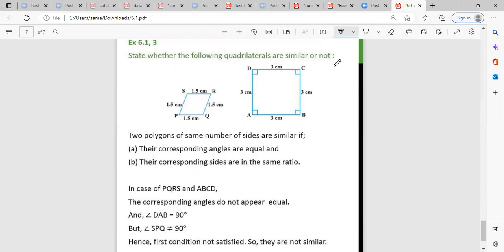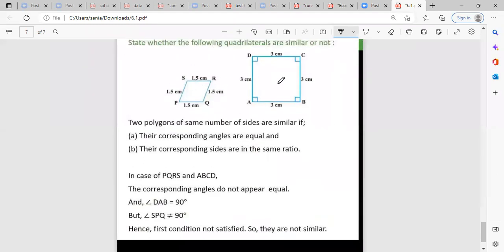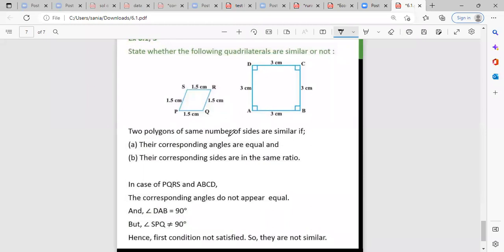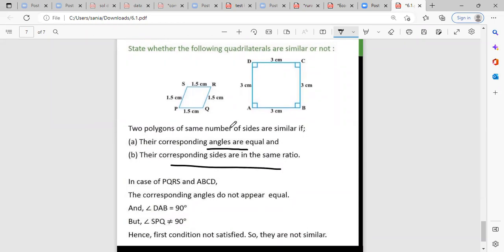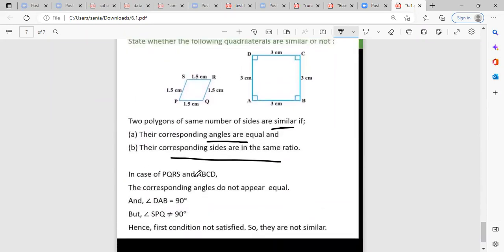equilaterals are similar or not. Okay, so these are the things. The polygons of the same number of sides are similar if their corresponding angles are equal and their corresponding sides are in ratio. So they can be similar under these two conditions. Now we will look at whether these conditions are matching. In the case of these two quadrilaterals, angle DAB is 90 degrees, you can see, right? But is this no? So, of course, the first condition is not satisfied. Therefore, they are not similar.